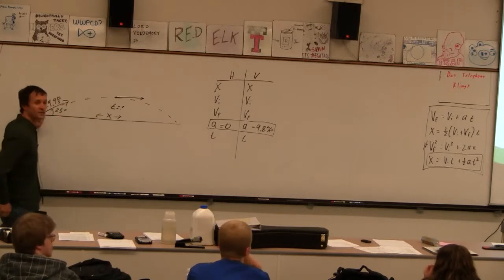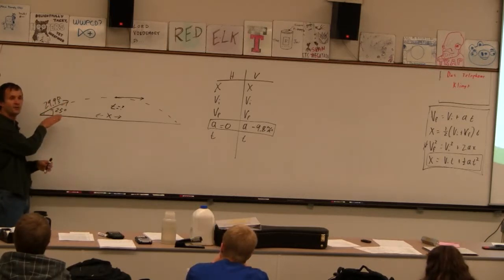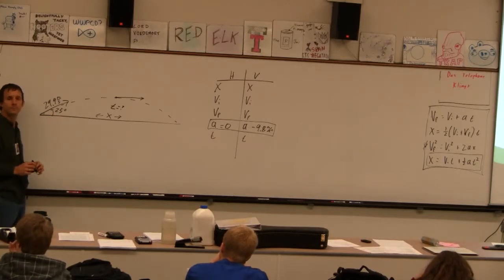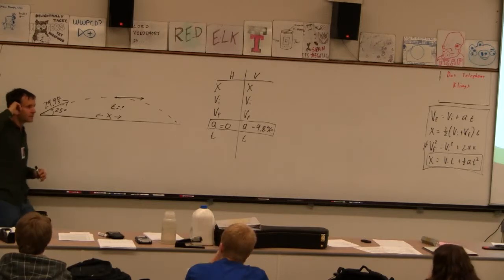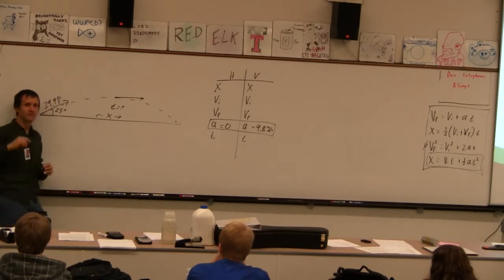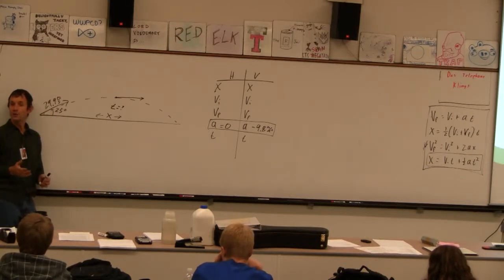Is the vertical velocity 29.9? No, this velocity is at some angle, so not all of it is vertical. The gears are turning. The horizontal velocity, well, the 29.9 is not all horizontal either, is it?